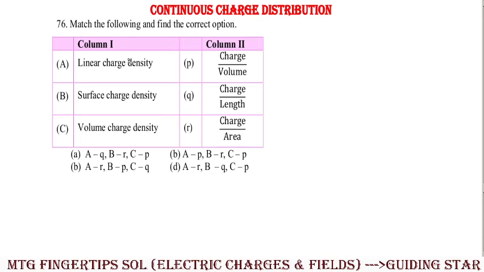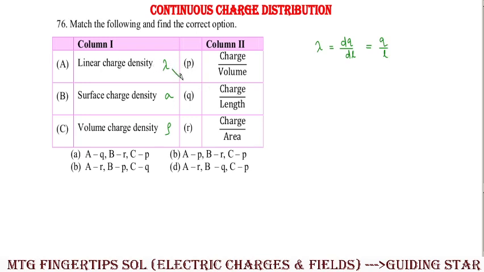Linear charge density, surface charge density and volume charge density. Linear charge density is indicated by lambda, surface charge density by sigma, and volume charge density by rho. How do we define linear charge density? Lambda is simply dq by dl, or if it is a uniform system, then simply q by l. That means charge divided by length. So you have to check charge divided by length.